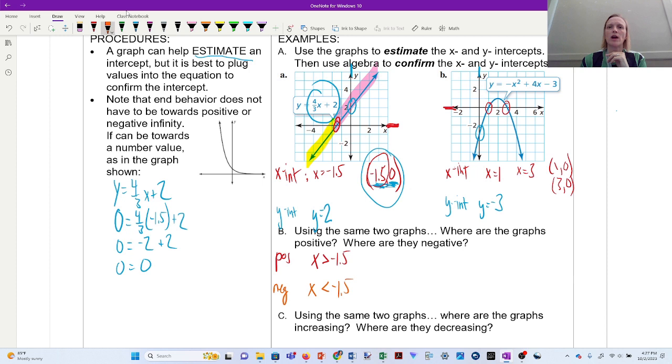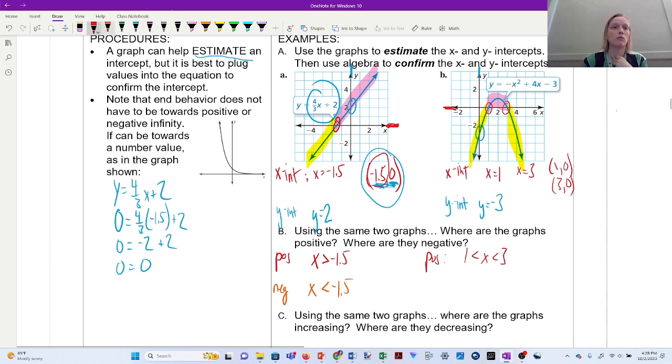Let's do the same thing for the next graph. Where is this graph positive and where is it negative? My graph is positive here when I'm above the x-axis, and then the graph is negative when I'm down here and when I'm down here. And what that means in terms of determining what x values correspond to this, my graph is positive when x is between these two intercepts, when x is greater than 1, but x is less than 3. And that captures this pink region up here.